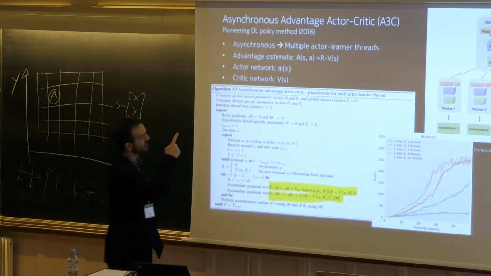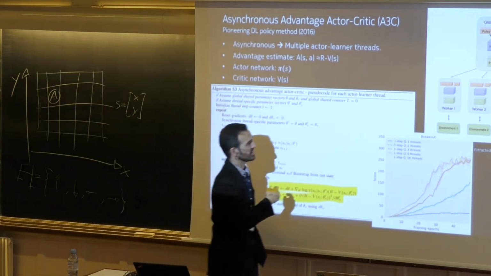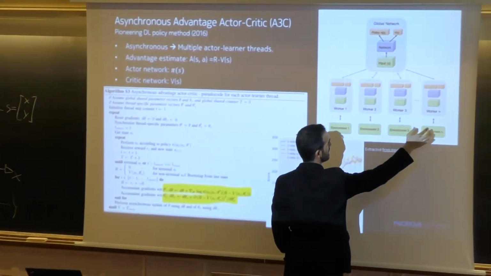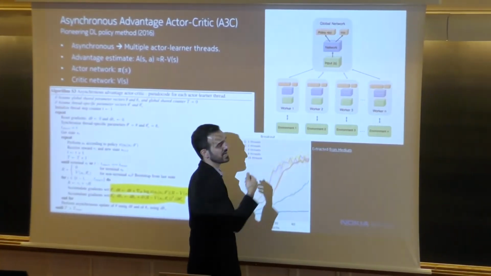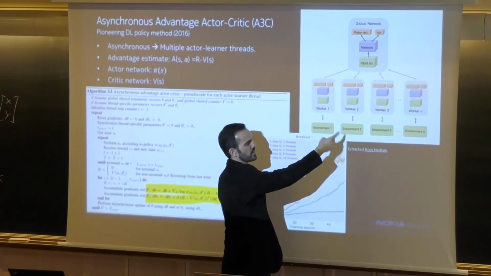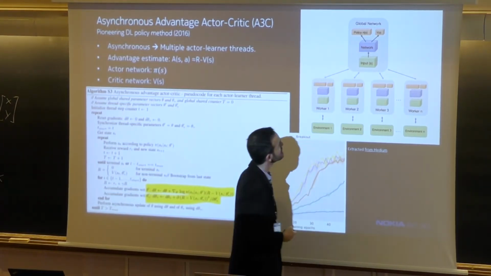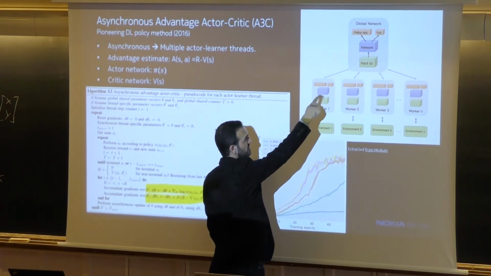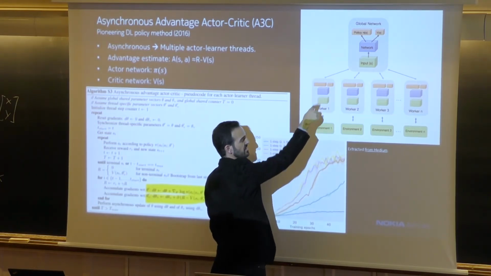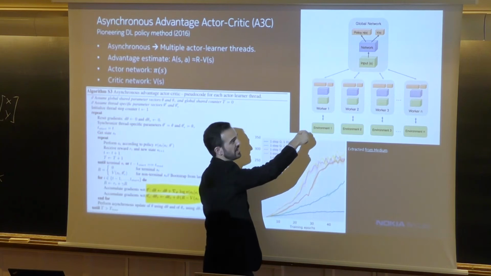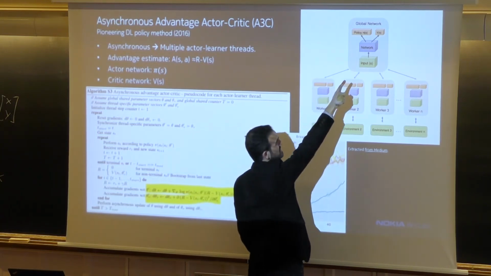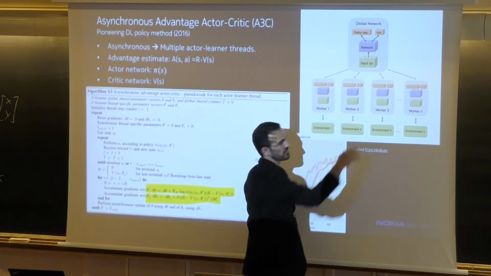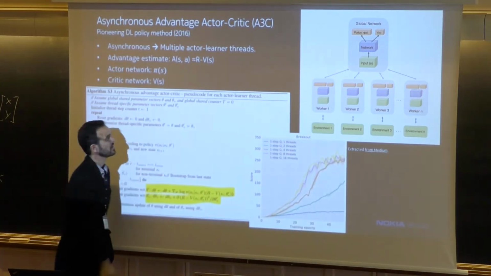What does it mean? Asynchronous stands for multiple actor learner threads. So with this algorithm, we will have many threads with many learners. Typically, you will have one thread per CPU. Each of these agents has its own copy of the environment, and they interact with the environment, collecting transitions, and they send these transitions to some centralized learner that gathers them all, does the training, and then distributes a copy of the network to the distributed learners.